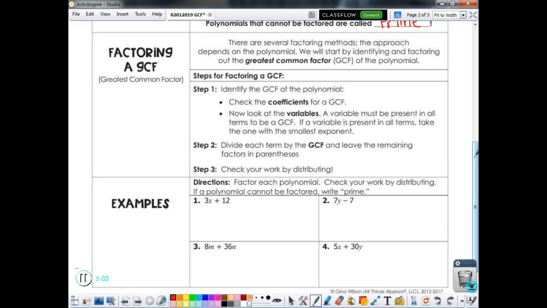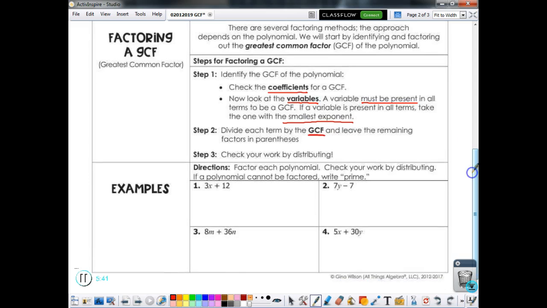Okay, so for the greatest common factor, you want to check the coefficients for a GCF. So we're going to check the numbers first, and then once we're done with the numbers, we're going to look at the variables, and there has to be the same variable in each of the terms. Okay, and then out of all those different variables, you're going to choose the one with the smallest exponent. Then you divide each term by the GCF and leave the remaining factors in parentheses. Okay, and you can check your work by distributing.